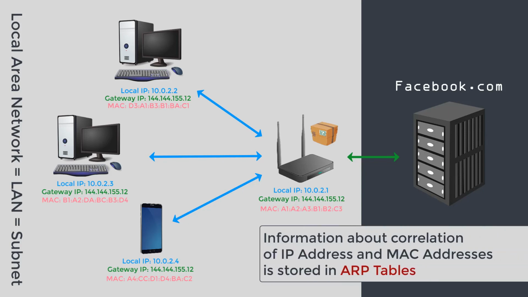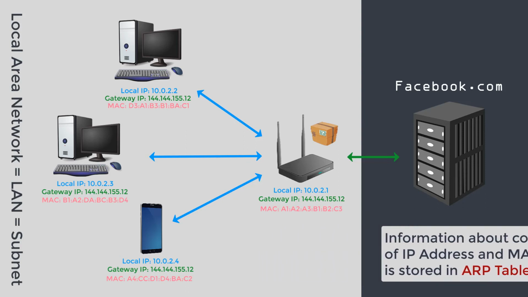Information about the correlation of local IP addresses and MAC addresses is stored in places called ARP tables of each device on the same subnet. This information gets refreshed every once in a while so that each device knows what other devices are connected in the same subnet. Naturally, this process occurs automatically, so the user doesn't actually know what is happening. Based on the information stored in the ARP tables, the router knows that packets that returned from Facebook belong to the other computer, even though the newly connected device had the same IP address.